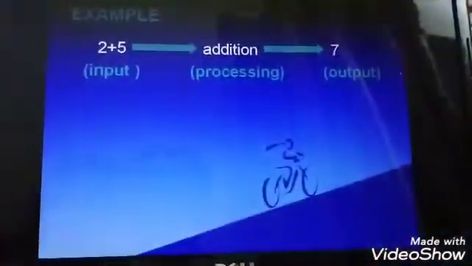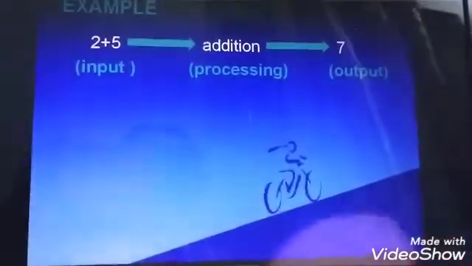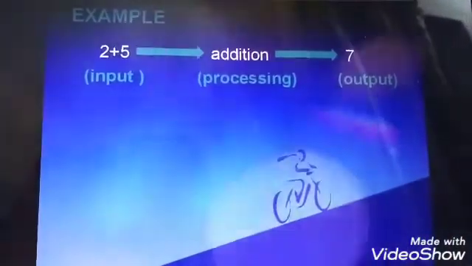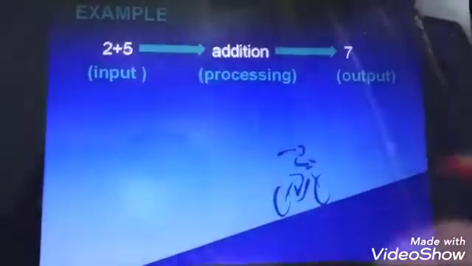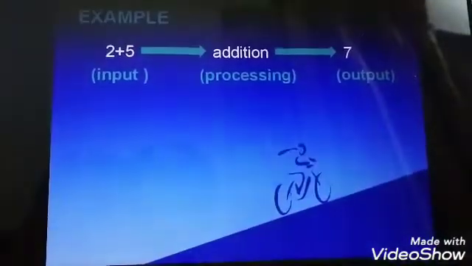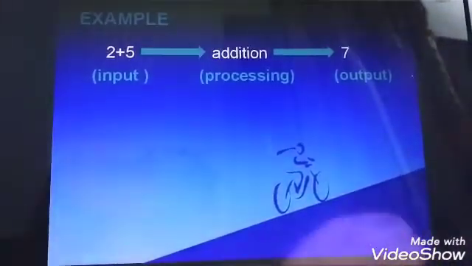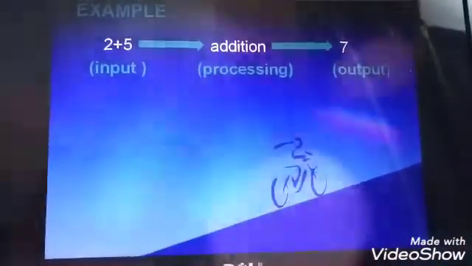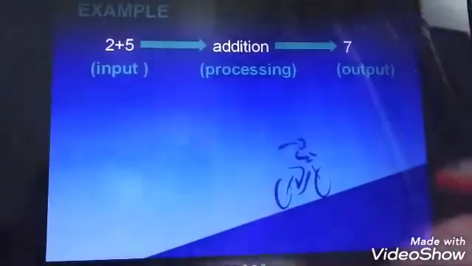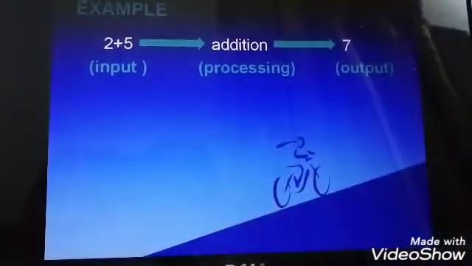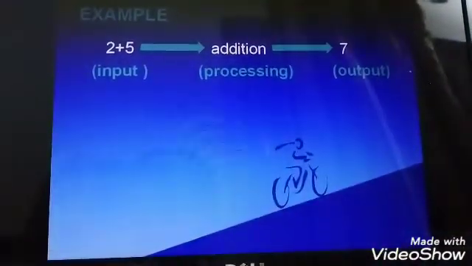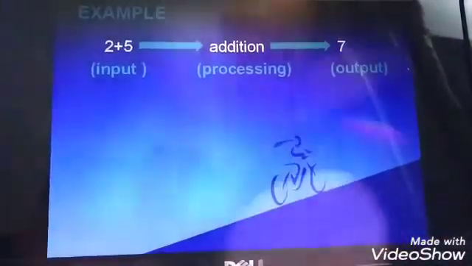Here we take a second example of input, processing and output. For example, we take two numbers, 2 plus 5, as input. Addition means you want to add two numbers, which works as processing, and the computer generates output 7. So 2 plus 5 acts like input, addition is processing, and 7 is output.